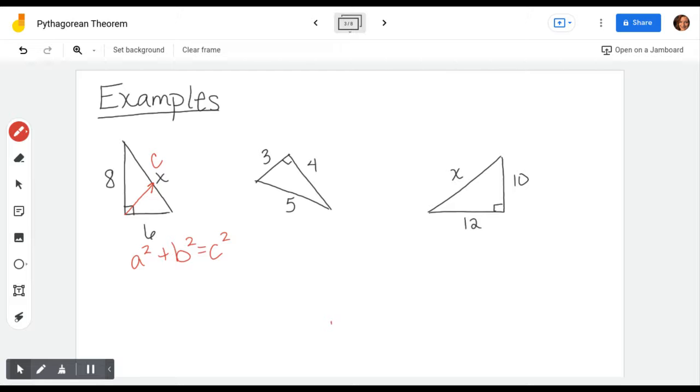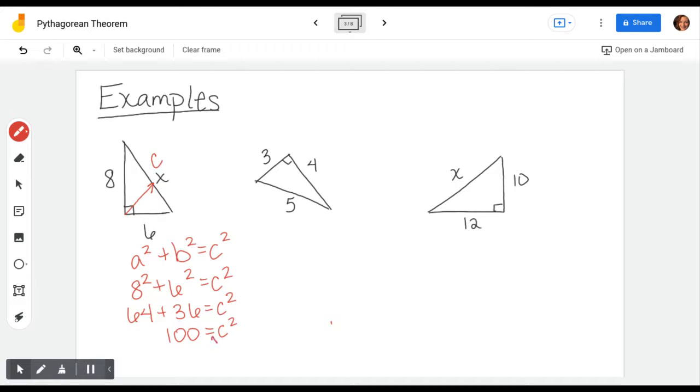Pick one of the legs to be A and pick the other one to be B. The only one that really, really matters is where your C is. So I'm going to do 8 squared plus 6 squared equals C squared. Order of operations, I can't add anything until I do my exponents, right? So 8 squared is 64 plus 6 squared is 36, and that equals C squared. 64 and 36 is 100, but that's C squared, and we want to know what C is.